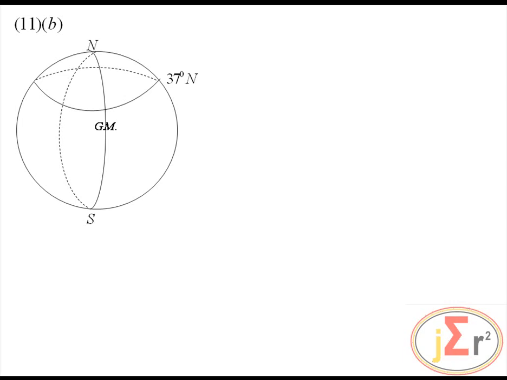Calculate to the nearest kilometer the length of the circle of latitude 37 degrees north. So, the length of the circle of latitude.